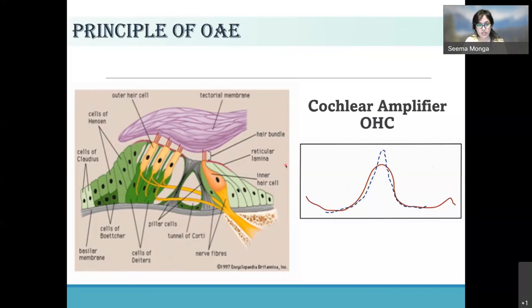So here we are checking only the outer hair cell. Basically, the sound goes, there is some response generated by the outer hair cells and it is picked up by the microphone. This is what we are checking in OAE.